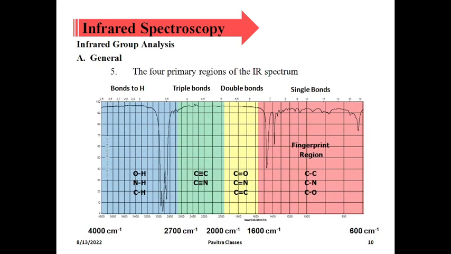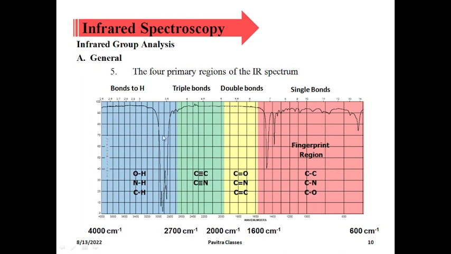So you can see like this, this is the IR peak of the compound. You can see here, the four primary regions of the IR. One is the bonds to hydrogen, then triple bonds, double bonds, and single bonds. Bonds to hydrogen: OH, NH, CH. These are the oxygen-hydrogen bond, nitrogen-hydrogen bond, and carbon-hydrogen bond. This region takes place from 4000 centimeter inverse to 2700 centimeter inverse.